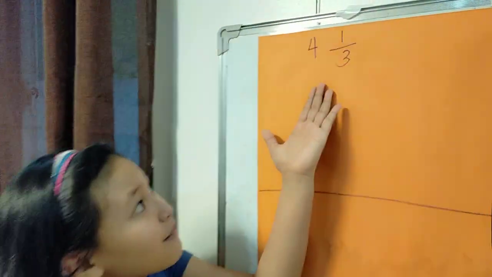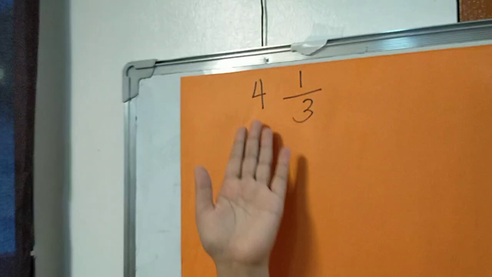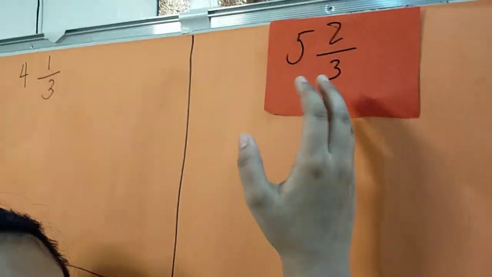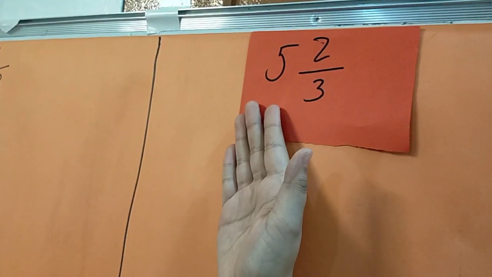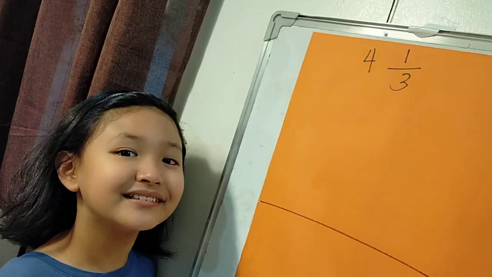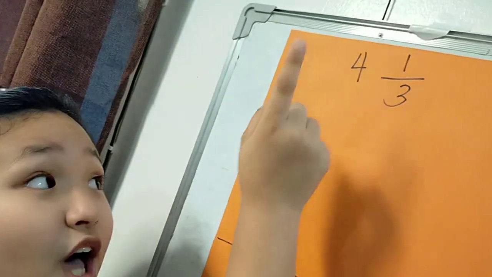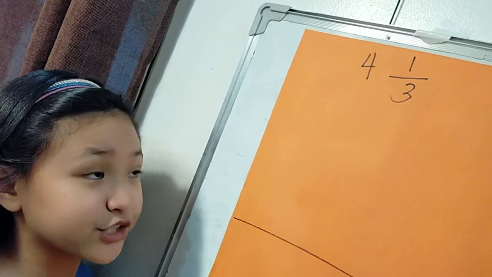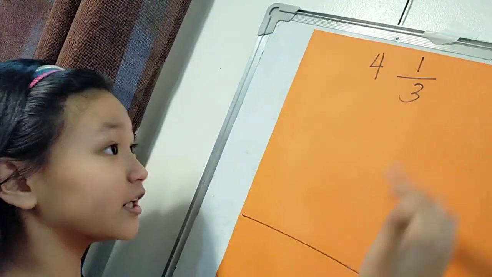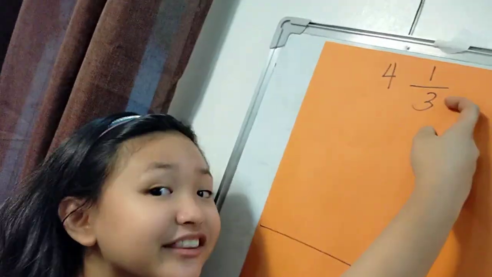This is an example of a mixed fraction: 4 1/3. This is also an example of a mixed fraction: 5 2/3. We call this a mixed fraction because 4 is the whole number and 1/3 is a fraction that is called a proper fraction because its numerator is less than its denominator.